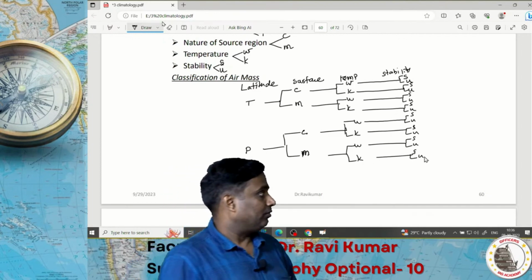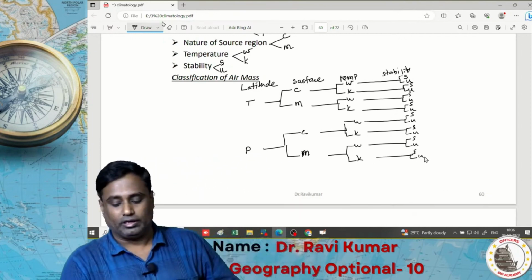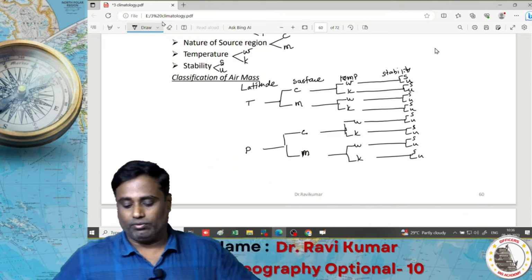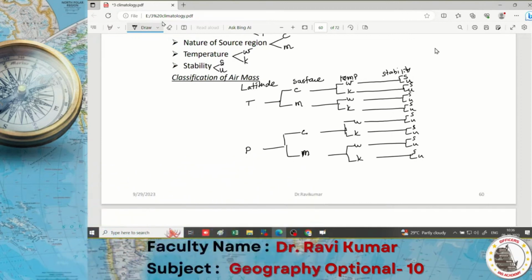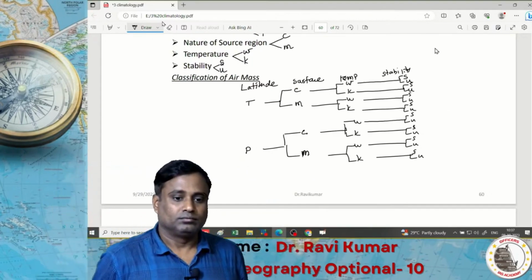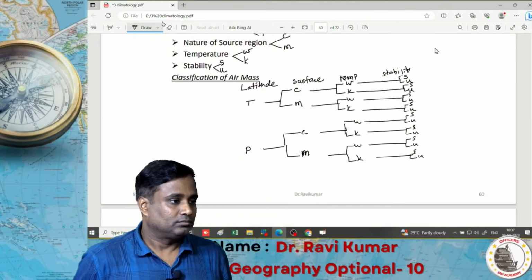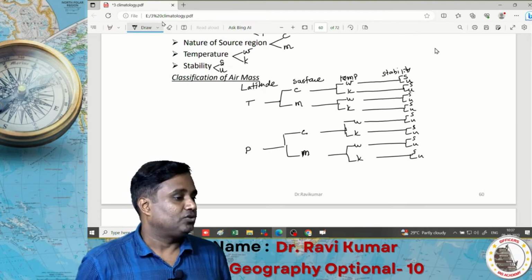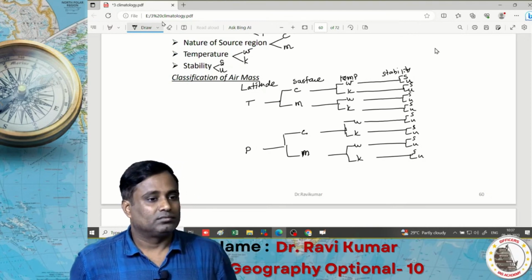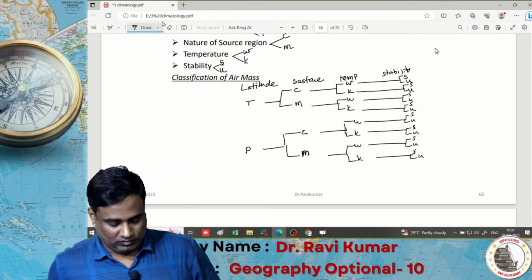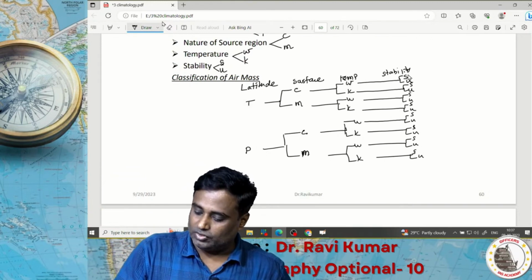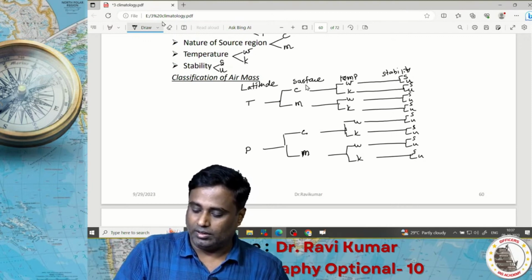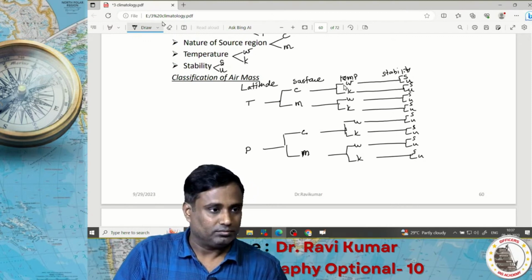How many air masses do we have? So this is the end of the classification. Now tell me, how many air masses have we drawn here? 16. Can you name any one air mass here? Yes. So these are the names: tropical, continental, warm, stable; tropical, continental, warm, unstable; tropical, continental, cold, stable.